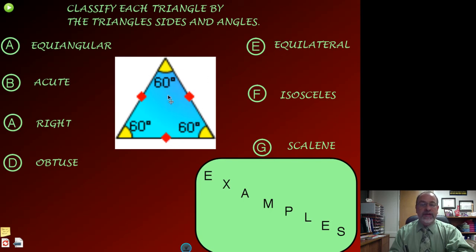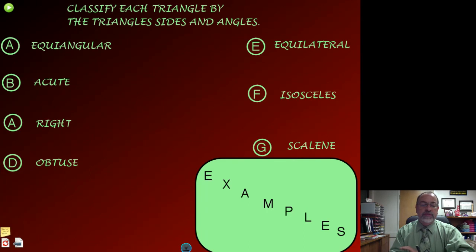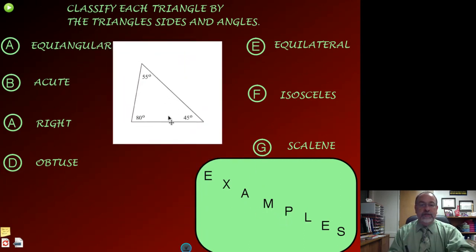And if we were classifying it by its angles, all of the angles are the exact same measure, so it would be considered equiangular. Now, this also could be considered an acute triangle because all of the angles are less than 90 degrees, but the more specific name would be equiangular, and we always want to go for the more specific name as we're doing this. Okay, this would be what kind of triangle? An acute one, all of the angles are less than 90, so this would be an acute triangle.